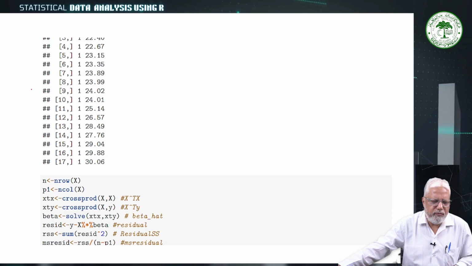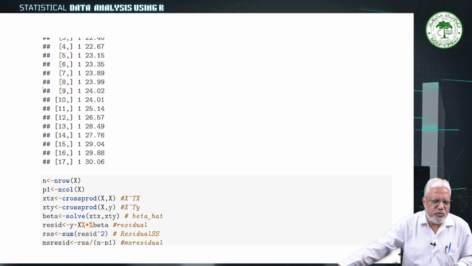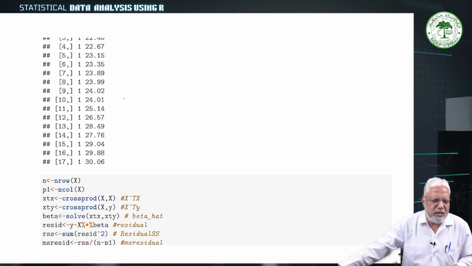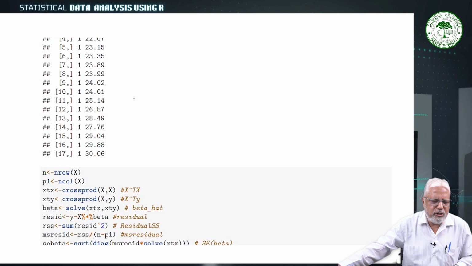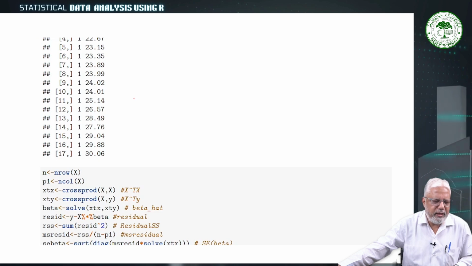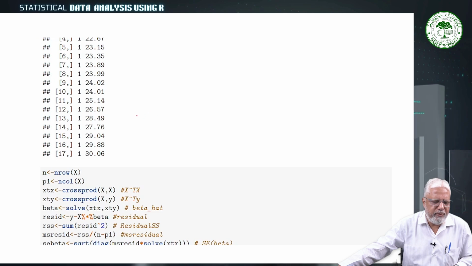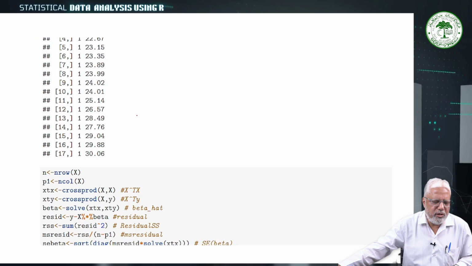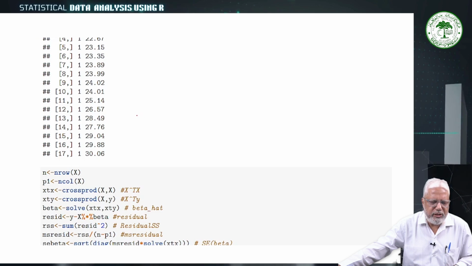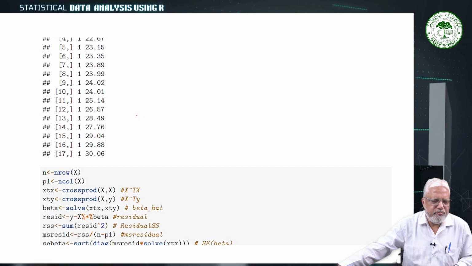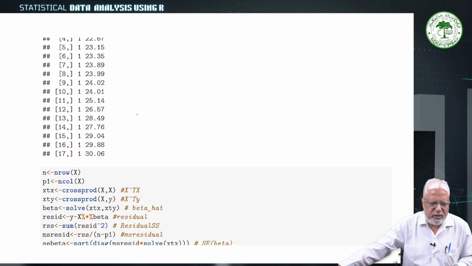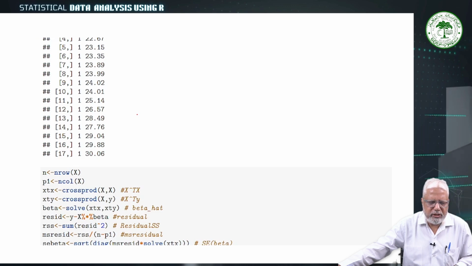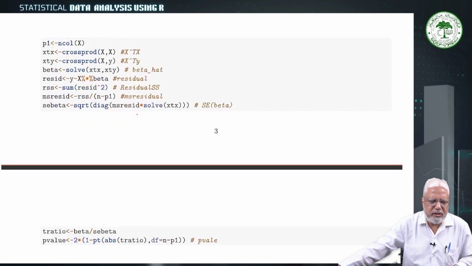So, beta is equal to solve inverse of X transpose X times X transpose Y, and this is nothing but beta hat. Similarly, residual is Y minus X times beta hat. Then RSS, the residual SS, is the sum of residual squares. Then MS residual is RSS divided by n minus P1, where P1 is the number of columns in X. And then the standard error of beta is the square root of the diagonal of MS residual times the inverse of X transpose X. So, this is nothing but SE beta.